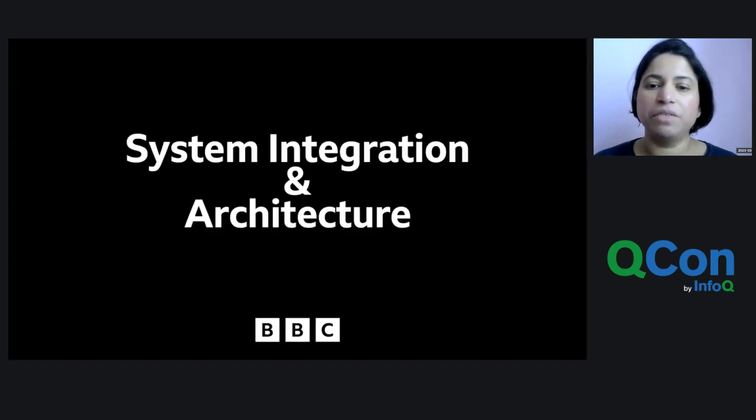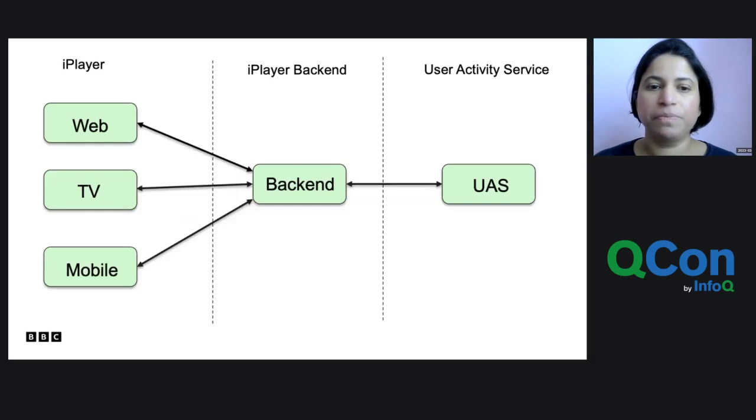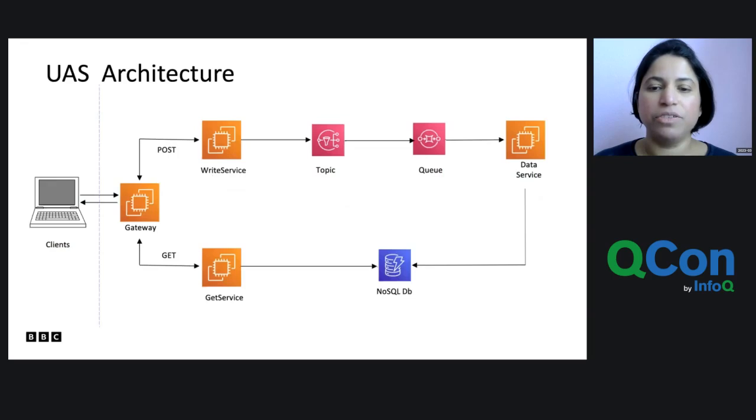Let's now look at the system integration and the architecture. It is a very simple integration, as you can see, between iPlayer and User Activity Service, where iPlayer Web, TV, and mobile interact with US via the iPlayer backend. Diving a little further into the US architecture, on the right-hand side, we have clients such as iPlayer, Sounds, and the others. And there is a common point of entry into US, the gateway. And depending upon HTTP verb, the requests are then directed across to the appropriate path.